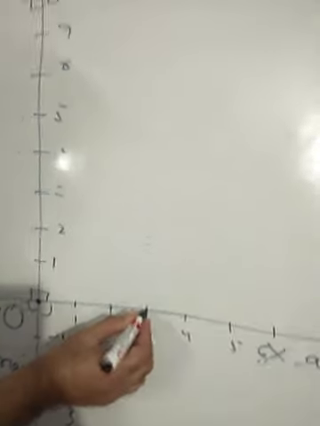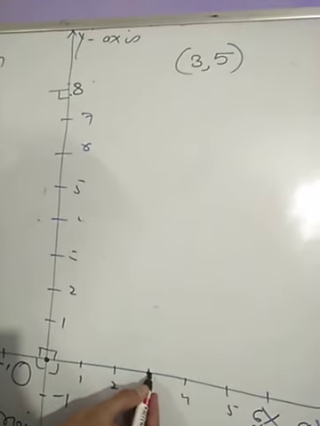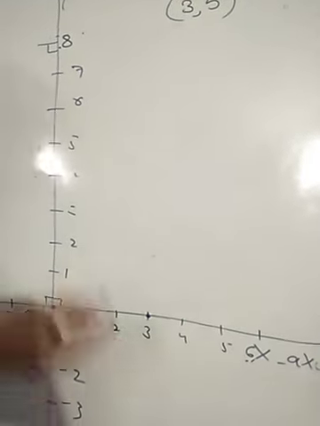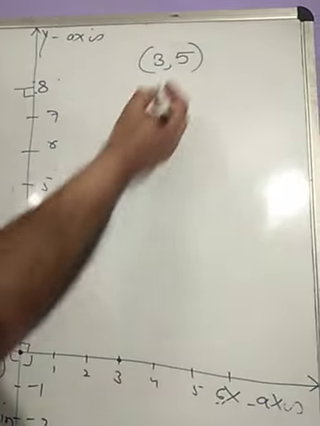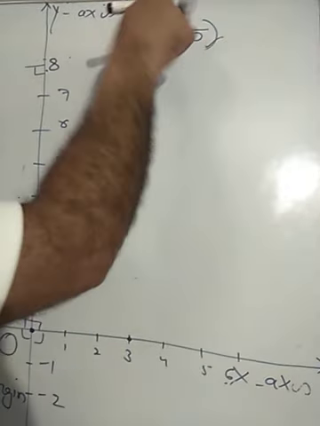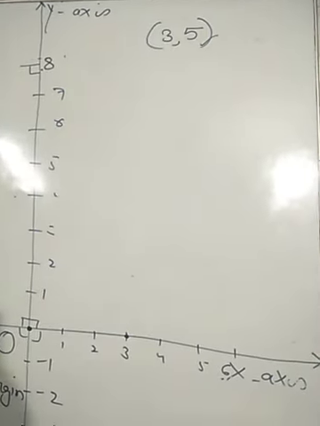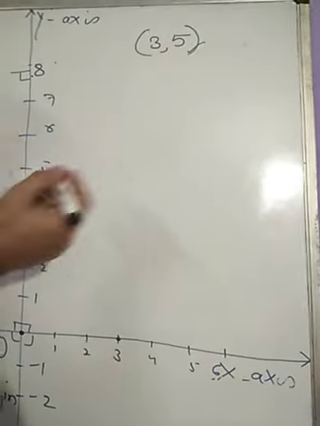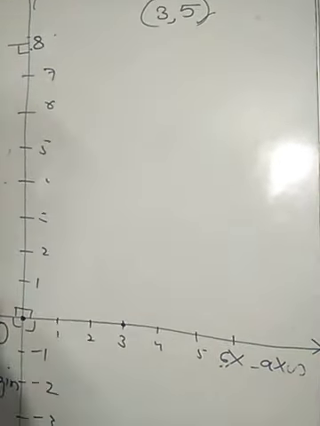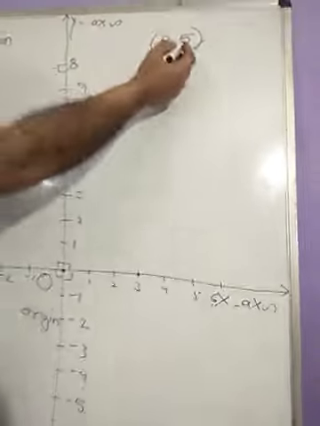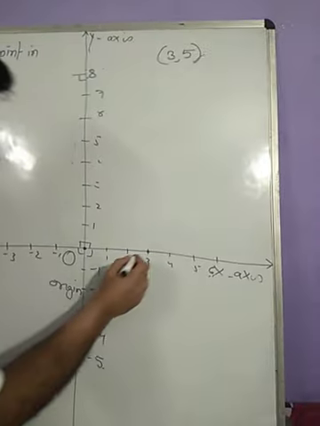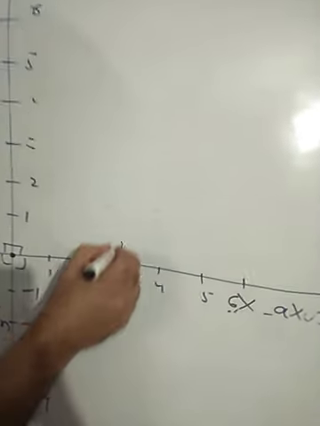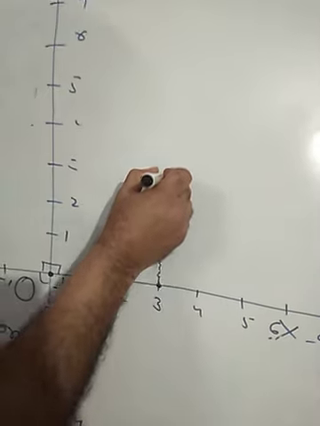Then from here there are two options. We can go up or we can go down. And where we will go depends on the sign of the second coordinate, that is the y coordinate. If it is positive, we'll go up from here. If it is negative, we'll go down from here. Here in this case, it is positive. We'll go up, perpendicular. When we draw on graph paper, perpendiculars are already drawn on the graph.